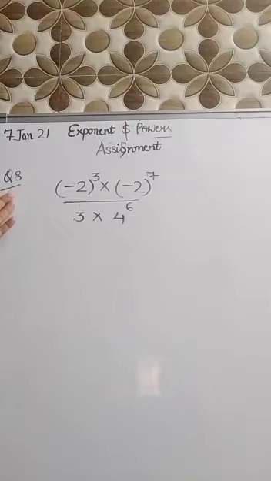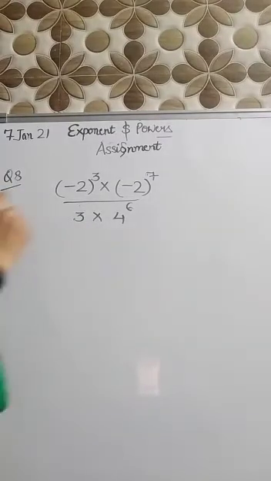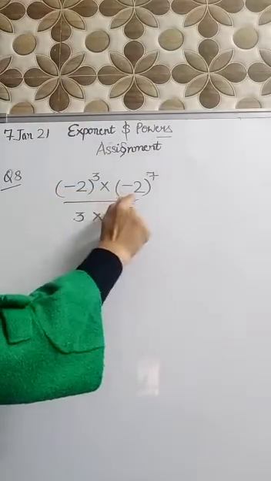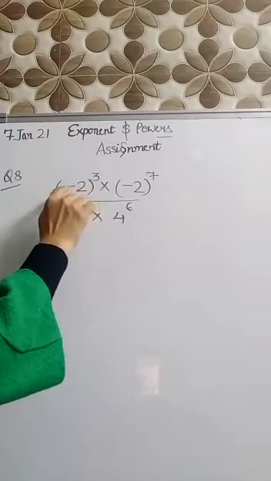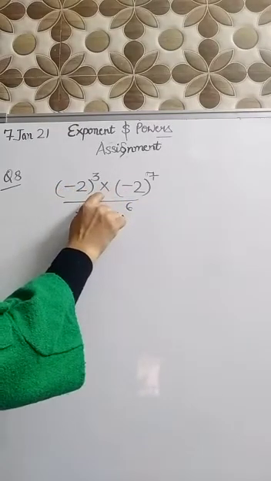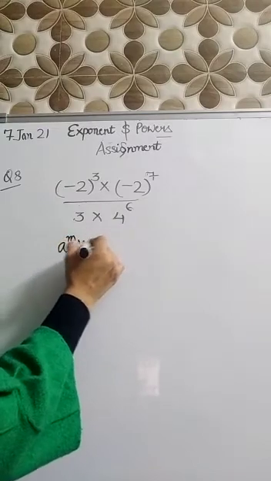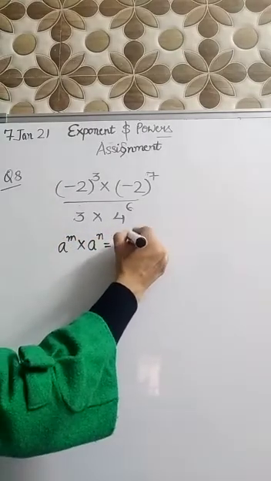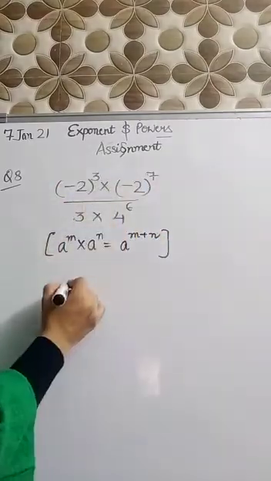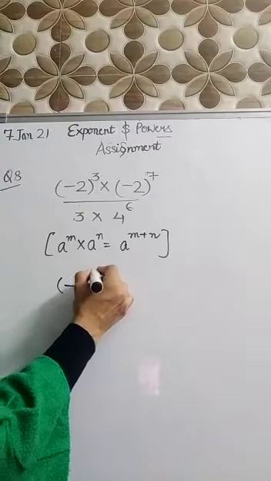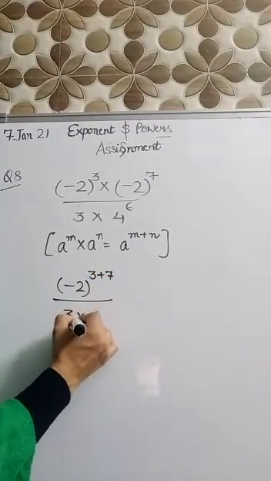Now, question number 8 is of simplification. You have to completely solve it. In the numerator, you can see that both the terms are having the same base, that is minus 2. So if the terms are in multiplication form and the bases are same, then you will use the first law: a raised to power m into a raised to power n is equal to a raised to power m plus n. Now let's add the power of these two terms. Minus 2 raised to power 3 plus 7 upon 3, you will write same.